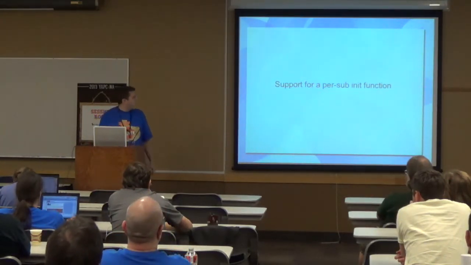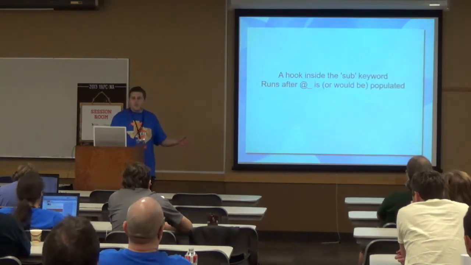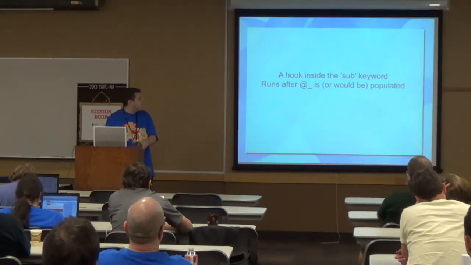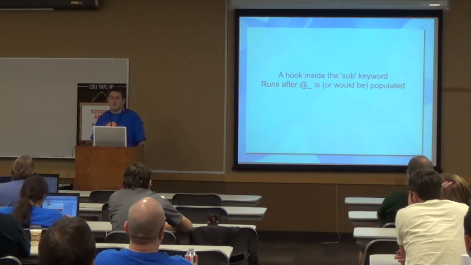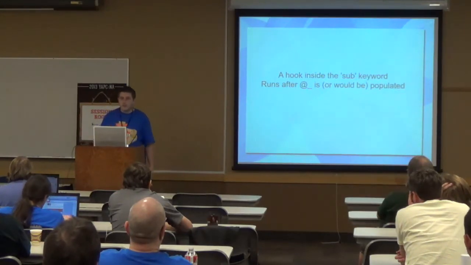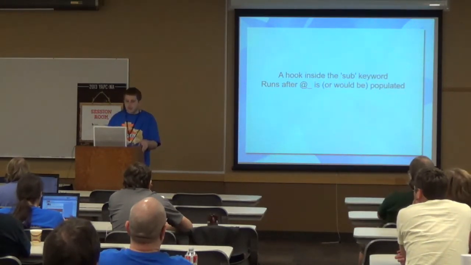Support for a per-sub init function. What that means is you can add a callback. The callback would be attached to the sub, and it would run after you call it, after it's populated @_, but before it starts executing your own code. So if you want to do any kind of fancy magic, fancy validation, you can do it in C, or you can do it in attached Perl if you want, with just attaching a C-level callback.